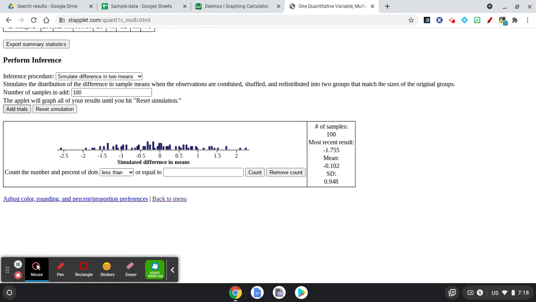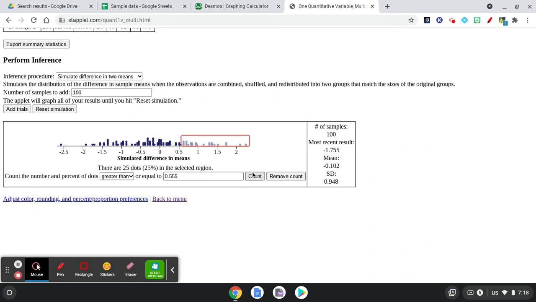So I am looking for the number and percent of dots greater than or equal to that mean that I calculated a second ago, and then count. So there are 25 dots. That is 25% in the selected region. That's totally fine. Randomly, 25 times got a bigger number than the mean I originally got.